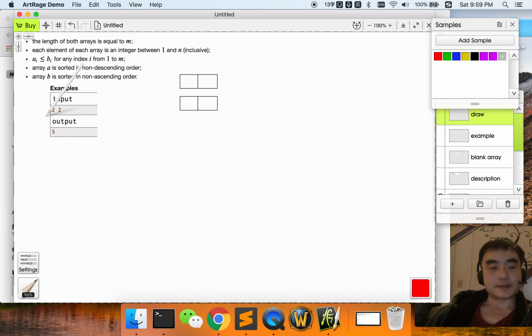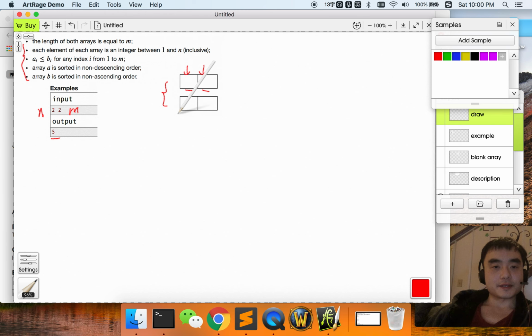We have two numbers in the input, n on the left, m on the right, right? And we are going to create two arrays, and the final answer is the number of ways to create these two arrays, right? And these two arrays have to satisfy these conditions. So the first condition is that the length of both arrays is equal to m, right? So we have m numbers in both of these arrays. And each element of each array is an integer between 1 and n, right?